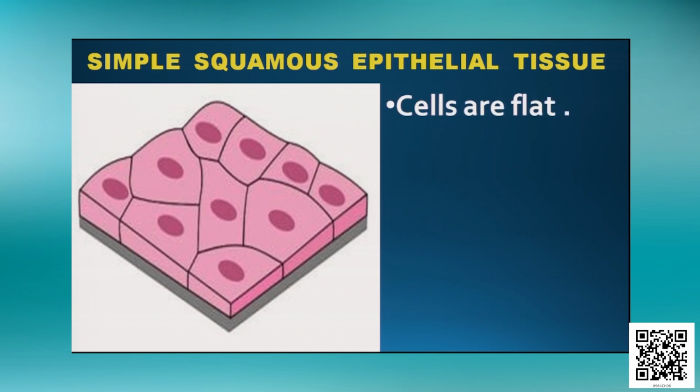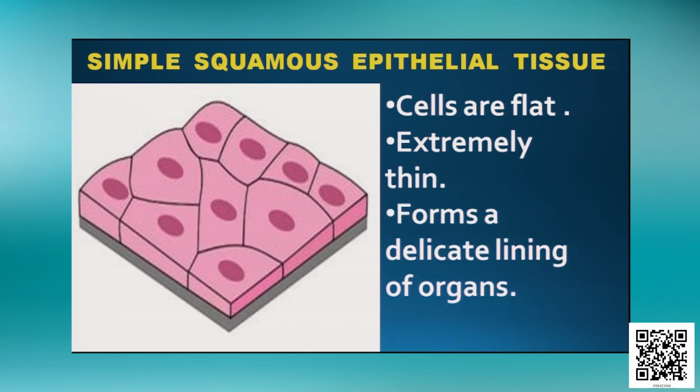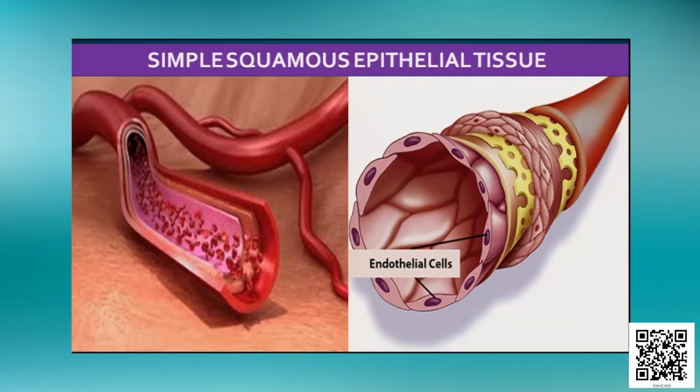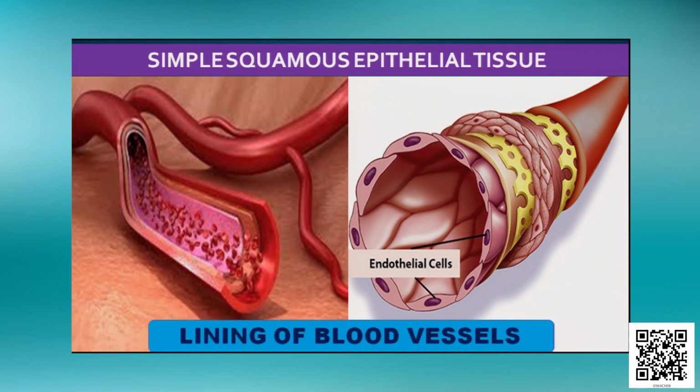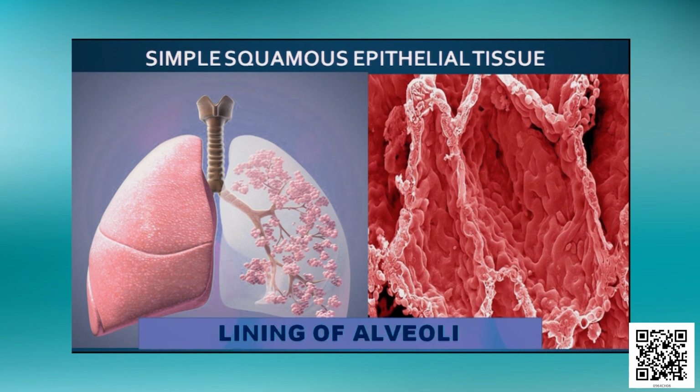The cells are flat. From the picture you can see the cells are extremely thin. So what do they do? They form the delicate lining of different organs. What are the organs? Let us see. It is also found in the lining of the blood vessels like artery, vein and capillaries. It is also found in the lining of the alveoli, or the air sacs of the lungs.